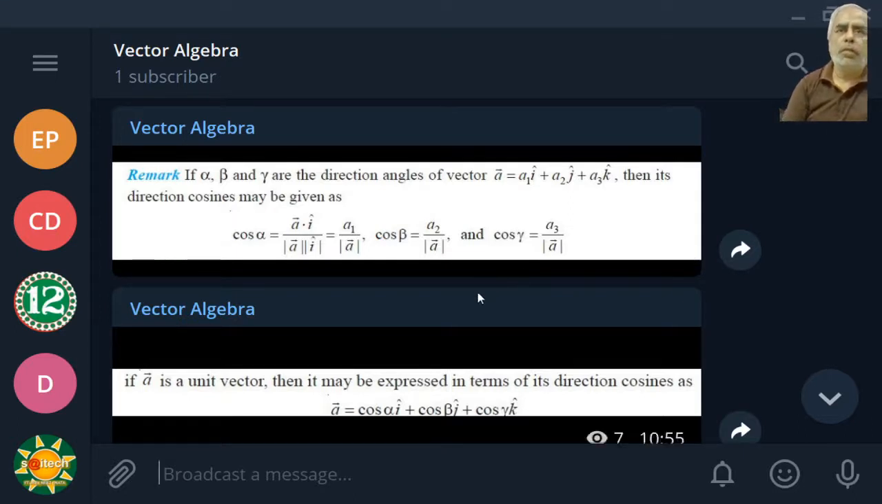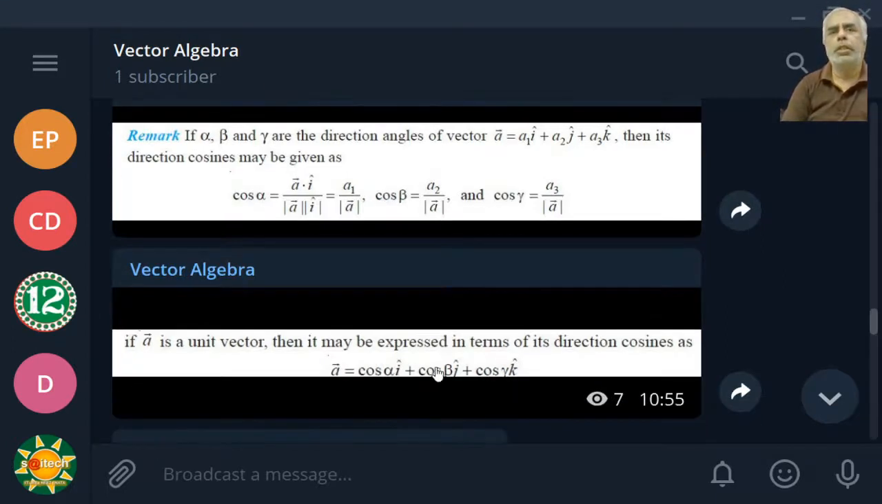So when I say A vector modulus, it means its magnitude, is it not? If A vector is a unit vector, then it may be expressed as A equal to cos alpha i cap plus cos beta j cap plus cos gamma k cap. So what we have done is just replaced A1, A2, A3. Clear? Right.